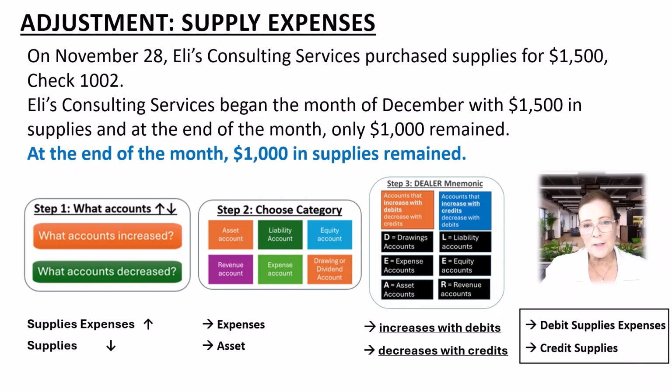Let's analyze this transaction the same way we did before. Supplies expenses have increased by $500 because the supplies were used up and are no longer an asset. Supplies expenses are an expense account, and according to the DEALER mnemonic, increase with debits. The supplies account decreased by $500 because only $1,000 of the supplies remain. The supplies account is an asset, and assets decrease with credits. So debit supplies expenses and credit supplies.